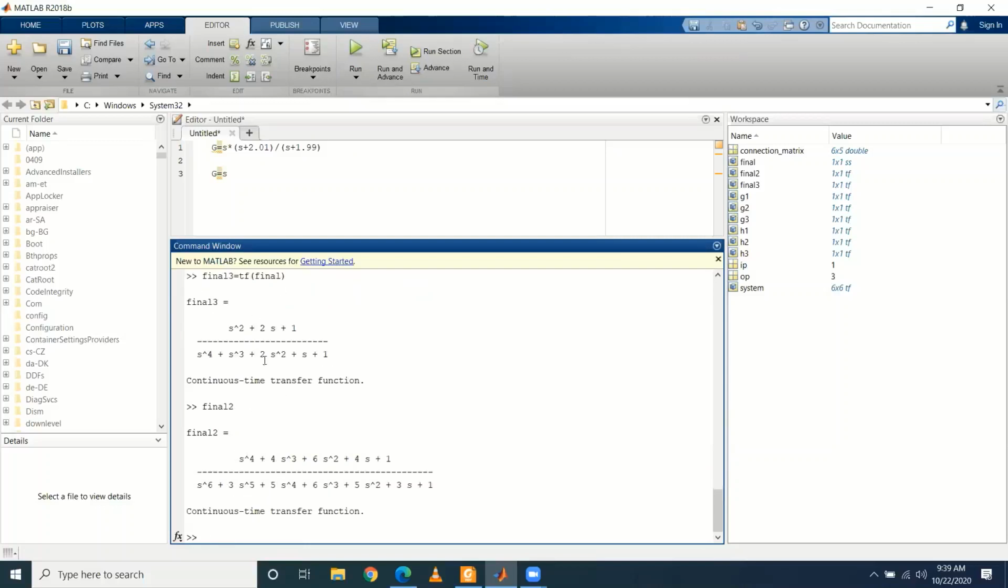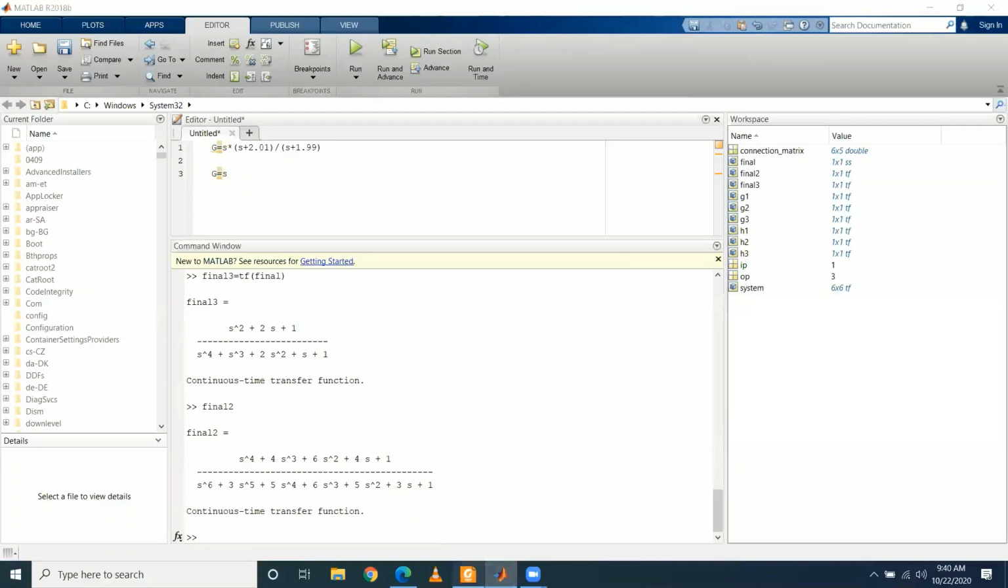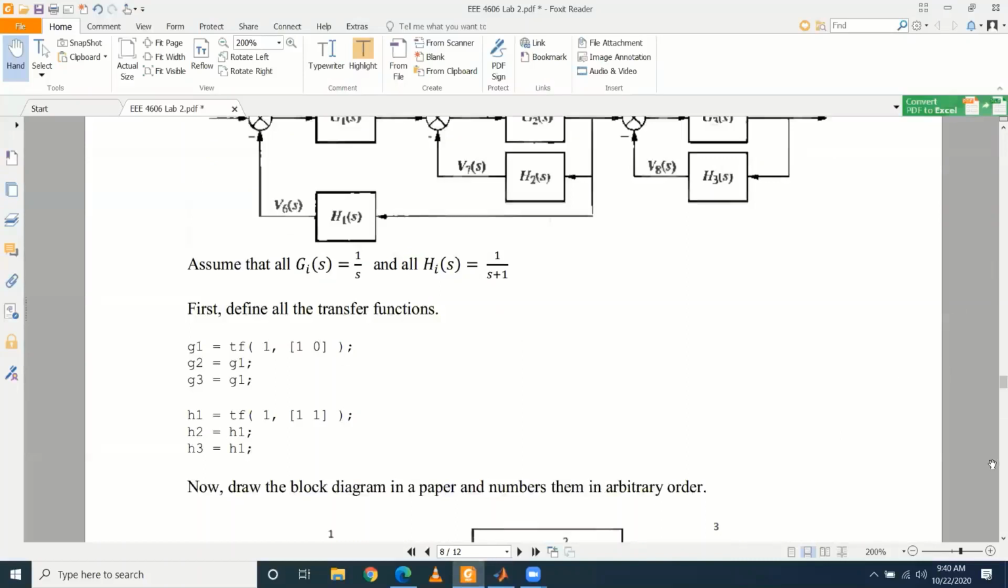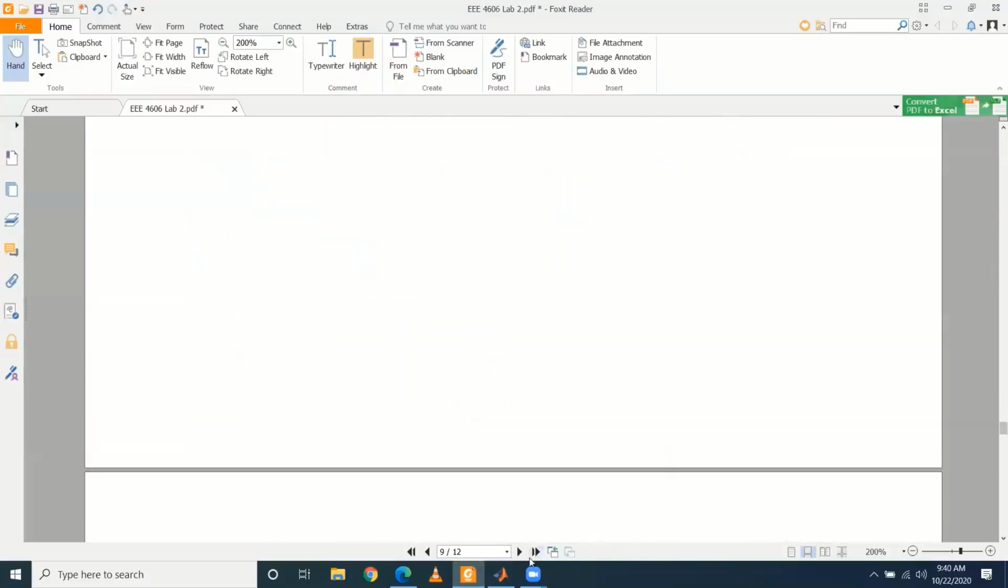So can you spot the difference between these two? Yes, sir. It is simpler. It is much simpler. After using minreal, the transfer function that we obtain is much simpler compared to without using minreal. And again, don't use minreal after using TF. Leave TF for the end. Okay, and that is how we reduce a massive block diagram into just one single block with one single transfer function.